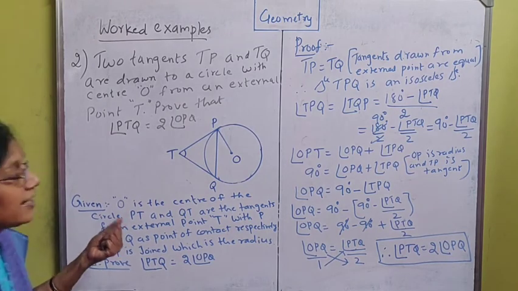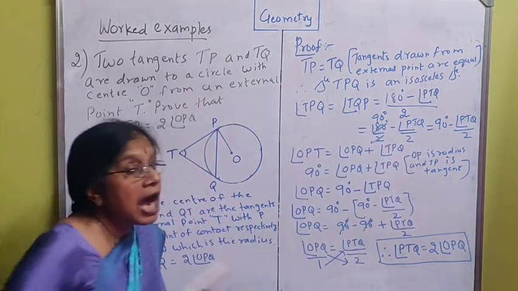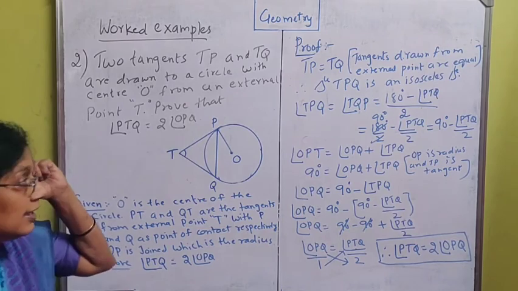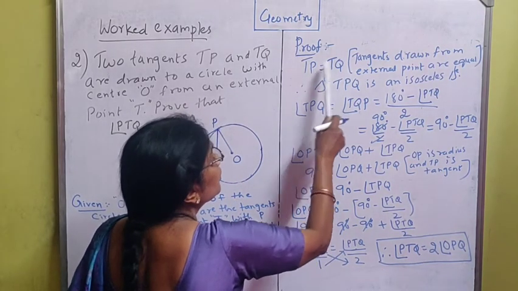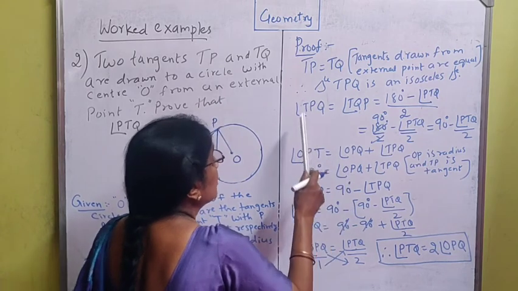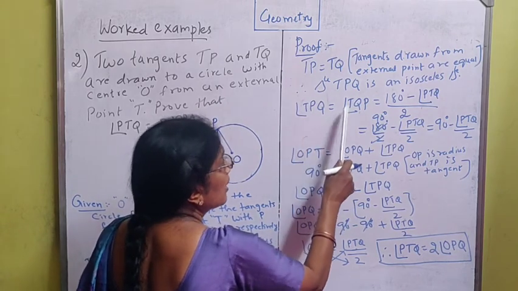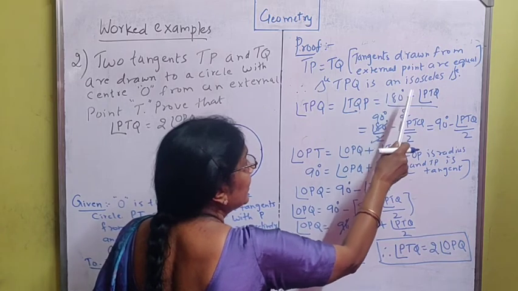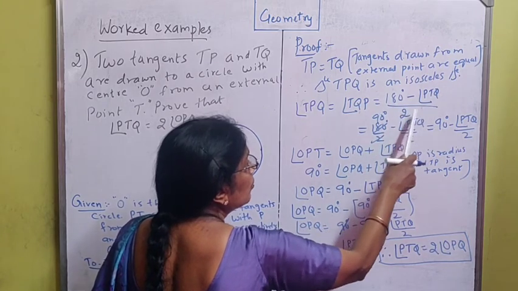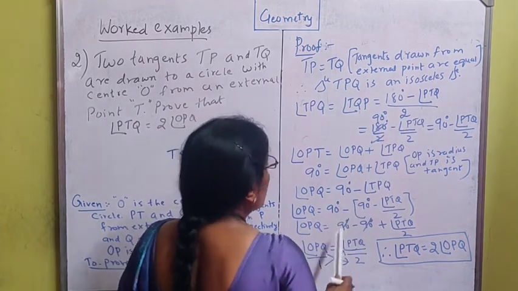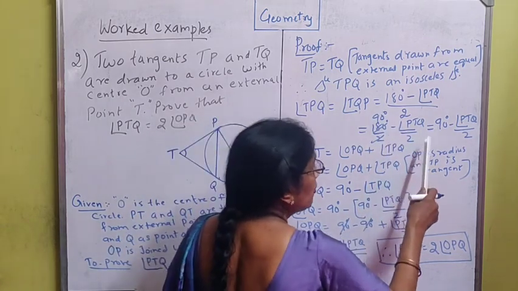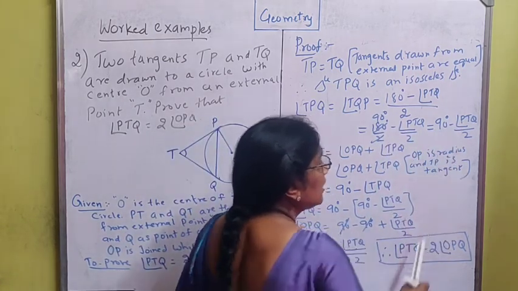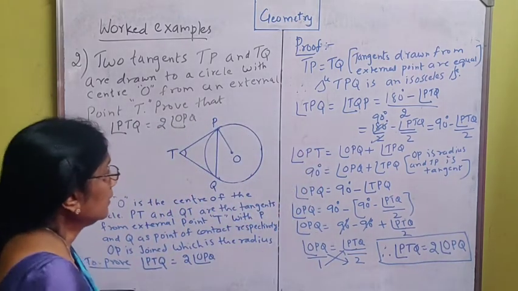So what can we show? That triangle TPQ is an isosceles triangle. So if it is an isosceles triangle, then the angles opposite to these two sides should also become equal. So angle TPQ is equal to angle TQP is equal to (180 degrees minus angle PTQ) by 2. So what we got? 180 by 2 is 90, minus angle PTQ by 2. Angle TPQ is equal to 90 degrees minus angle PTQ by 2.